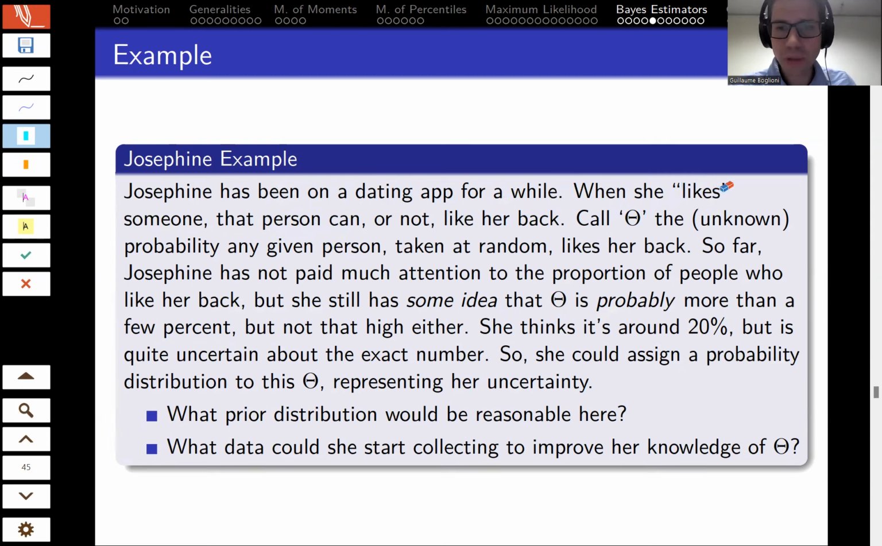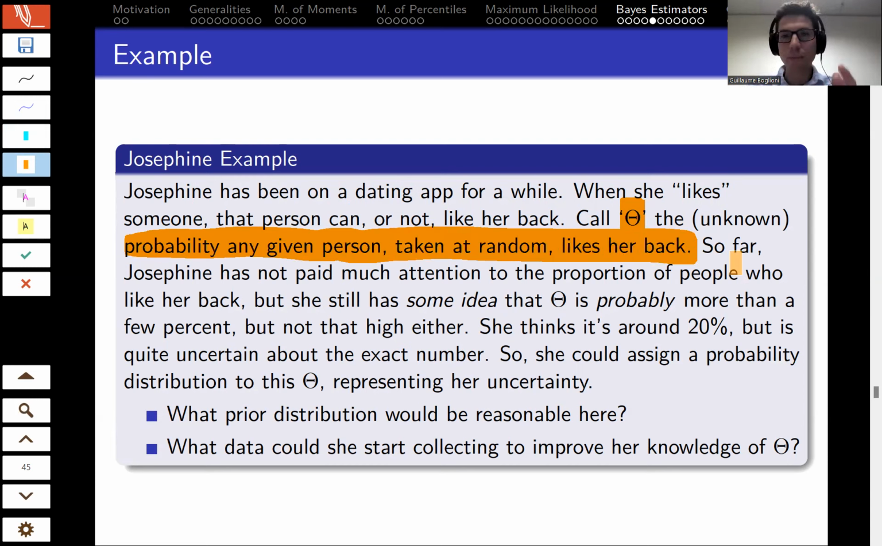So for Josephine, a relevant parameter is this. We're going to call it theta. And theta, we define as the probability that any given person, just taken at random, likes her back. So anyone might like her back or not, and this probability, that's our theta. But careful, we're in the Bayesian context, so we consider this probability to be an unknown to which we assign a certain probability distribution, describing the uncertainty we have about theta.